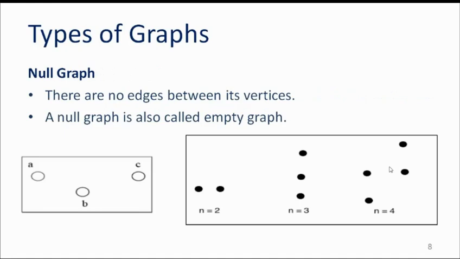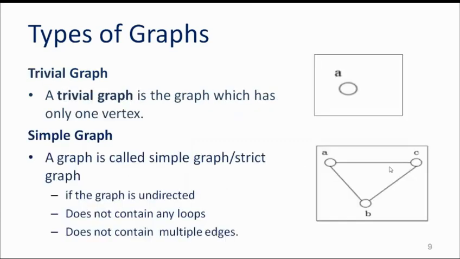Null graph. Null graph, if you put points here and there, that is null graph. There is no edge between them. So there is no edge between its vertices. A null graph is also called as empty graph. So here are the examples: a null graph with 2 vertices, null graph with 3 vertices, 4 vertices, etc. Trivial graph is the graph which has only one vertex. Just you put a point like this, then it's a trivial graph.